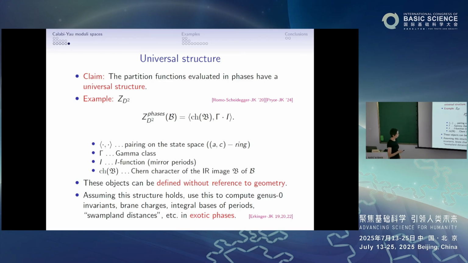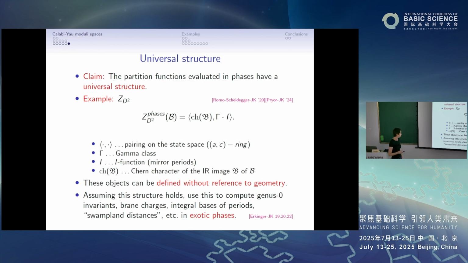So our claim in this paper is that the result after you evaluate in the phase can be written in terms of a pairing on the state space of the IR CFT, the topological pairing, and then there is a gamma class that appears, there is an I function or J function that appears in the sense of Givental, and there is something that we should identify with the Chern character of a brane. And we tested this in geometric phases and Landau-Ginzburg phases and also other examples that I'm going to give you. And all of these objects can actually be defined or should be definable without reference to any geometry.